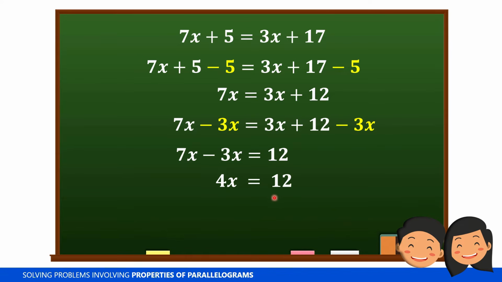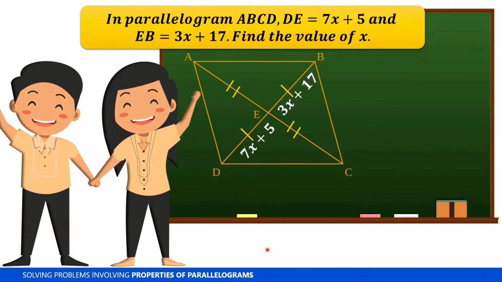Let's solve for x. Multiply 1/4 to both sides of the equation, or simply divide both sides by 4. 4x divided by 4 will get x, and then 12 divided by 4 is equal to 3. Therefore, x is equal to 3. Now let's check if we got the correct value of x, which is 3.